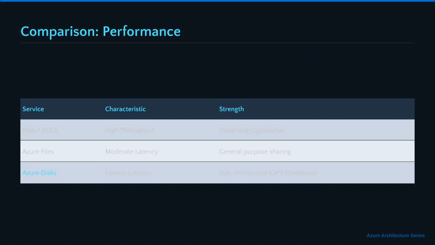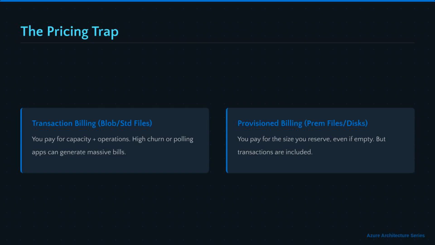Azure Disks. You pay for the provisioned size. If you buy a 1 TB Premium SSD, you pay for 1 TB every month, even if it's empty. You are paying for the reservation of that physical hardware. Let's cement this with 4 quick scenarios to help you visualize the decision process.